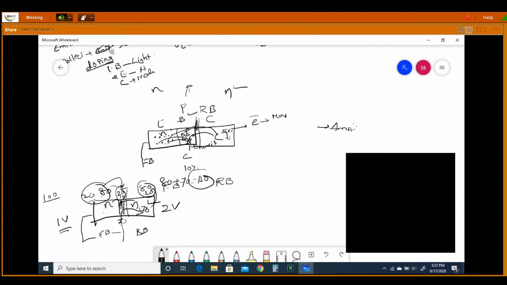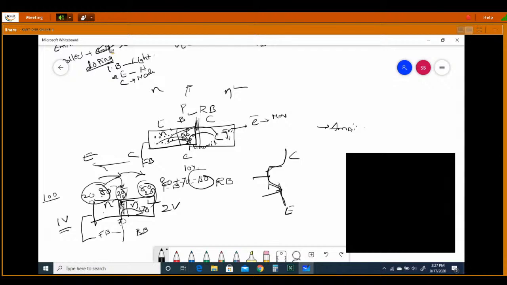Now, the electron is moving from emitter to base, and then from base to collector. When the electron is moving in this direction, what is the current direction? The opposite direction. The current direction is from collector to emitter. That is what I showed you in the symbol. In the NPN symbol, the current flows from collector to emitter.